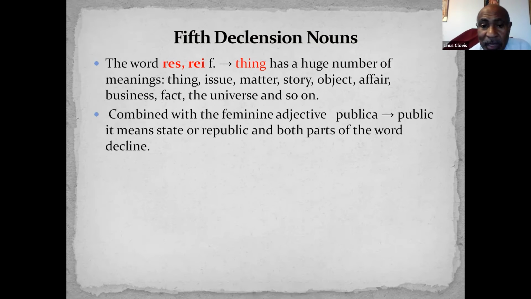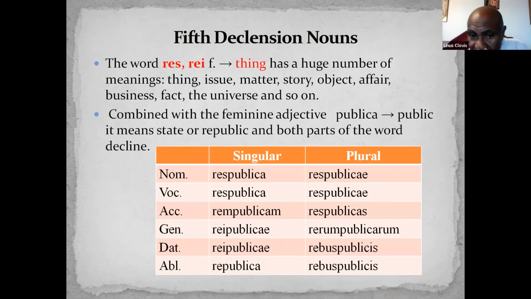Combined with the feminine adjective, publica, which means public, you can see by its form that it's feminine, publica, it ends in A. It means the state or the republic, and both parts of the word must be declined. Okay, so let's look. Right, we have res and publica. We join them together. So it means the public thing. The public thing is the republic, common to all.